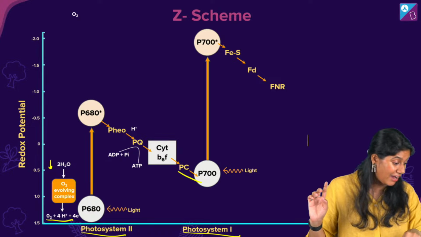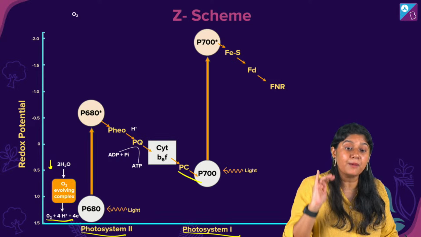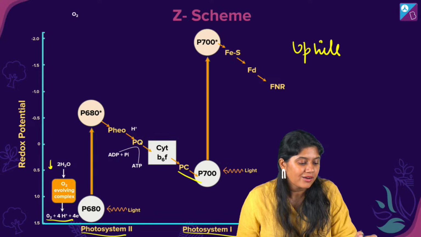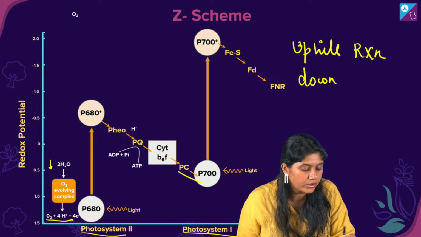Okay, there's one more important word that I have to tell you that will help you further. There are two types of reaction, right? Uphill and downhill. Who will tell me what is uphill? We will use these words. Uphill reaction, and we have downhill reaction. Which one is uphill and which is downhill?